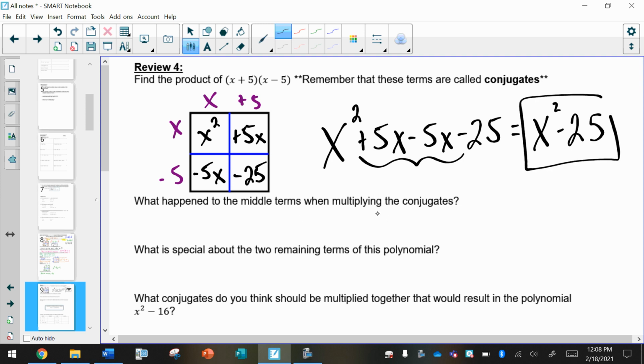What happened to the middle terms when multiplying conjugates? Every time, they were going to cancel out.